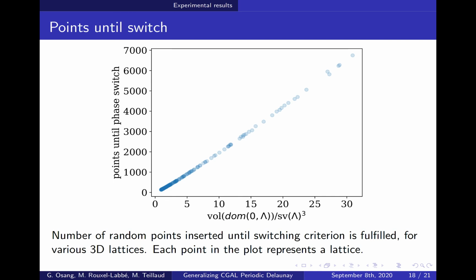Intuitively, this means if the Voronoi domain is more elongated, we need more points. If it's more round, we need fewer points. And to note, this is for random points and in random order. If the points were distributed more unevenly, then it might take longer than this.